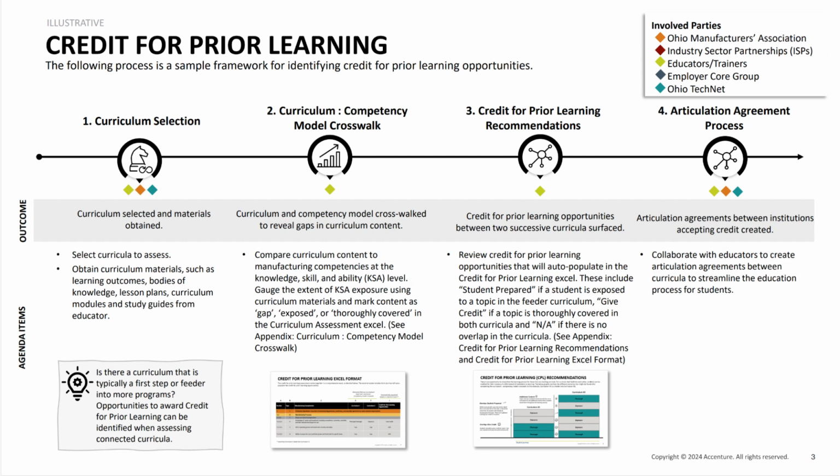Once you can go through your Excel and see all of your credit for prior learning opportunities, it brings us to step 4, which is articulation agreement. This is the ability to create articulation agreements through cross-program collaboration. You're working across either education institutions or different education programs within the same institution to determine ways to allow students to be awarded credit for prior learning, reduce redundant training, and accelerate their learning journey. This whole process is conducted by educators for students.